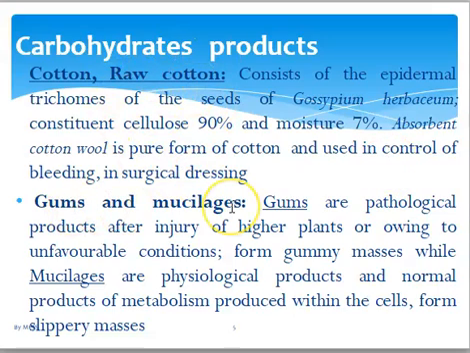Gums and mucilages are another carbohydrate that we're supposed to look at. Now, mucilages, of course, are physiological products, normal products of plant metabolism. However, gums are produced on injury. They are pathological products.